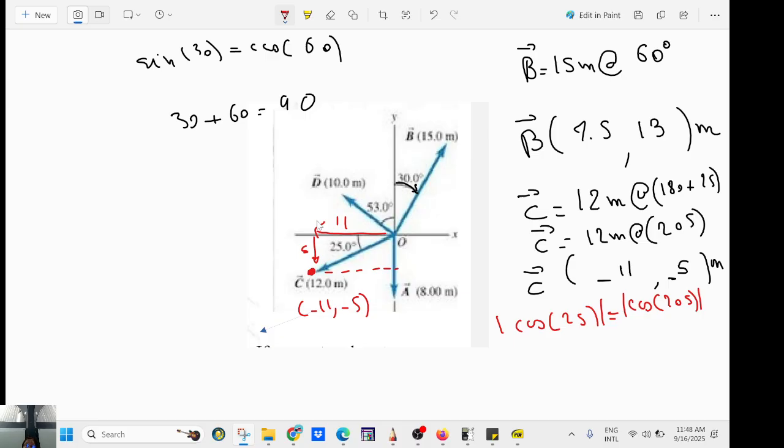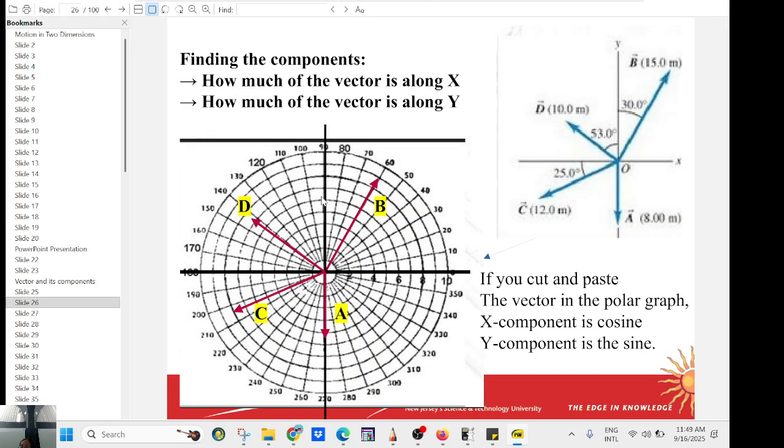Why did you get 13 for B? For B, it's 7.5 and 13. Why 13? Because it's 15 sine 60. This is 60 degrees here. Okay, so if you take the polar graph, this is 30, so that's going to be 60. And if you want to use the trick, you want to make sure that your vector is inside your polar graph. If it helps, you can print out the polar graph.